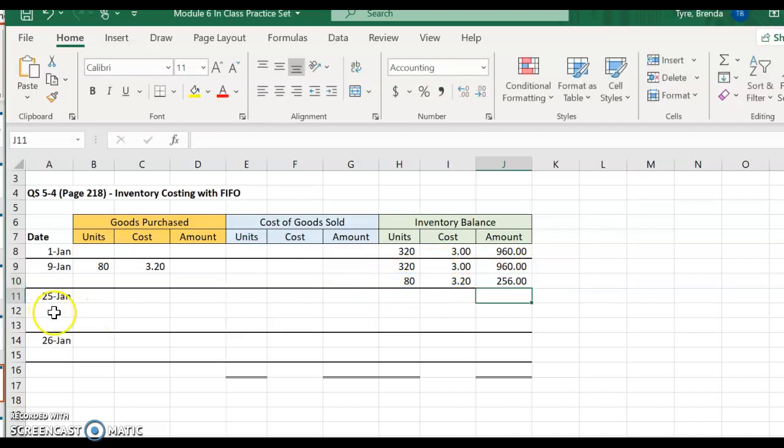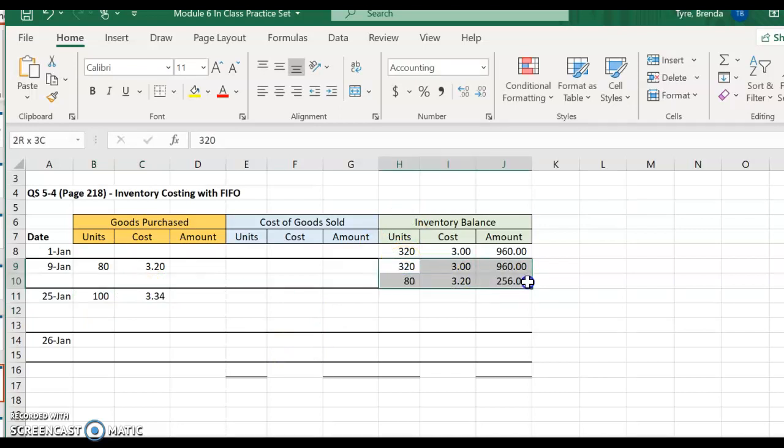Now our inventory is the 320 at $3 and the 80 at $3.20. On January 25th, we sell 100 units. Okay, so we're going to sell 100 units on January 25th. Oops, I'm sorry. We purchased another 100 units on January 25th, excuse me. So we purchased 100 units at $3.30.